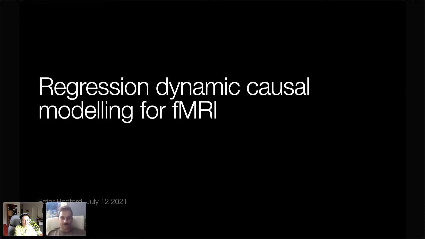There have been many variations on DCM, dynamic causal modeling, since it was first introduced in 2003. Today we're going to focus on one variant called Regression Dynamic Causal Modeling, or rDCM, introduced in 2017, which we happen to use here in Professor Diaconescu's lab.